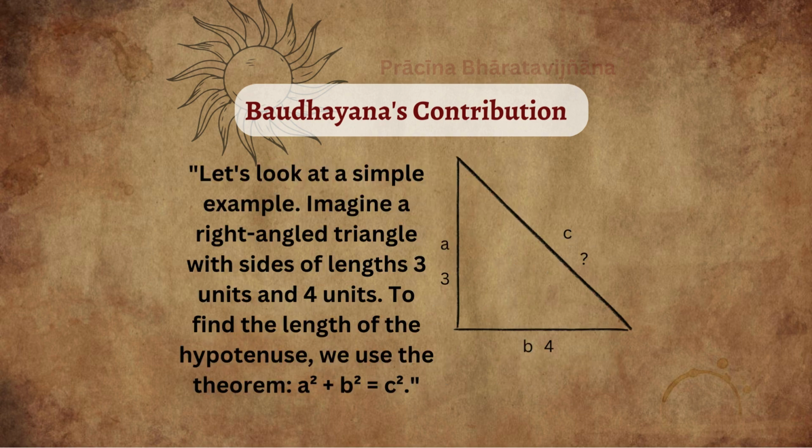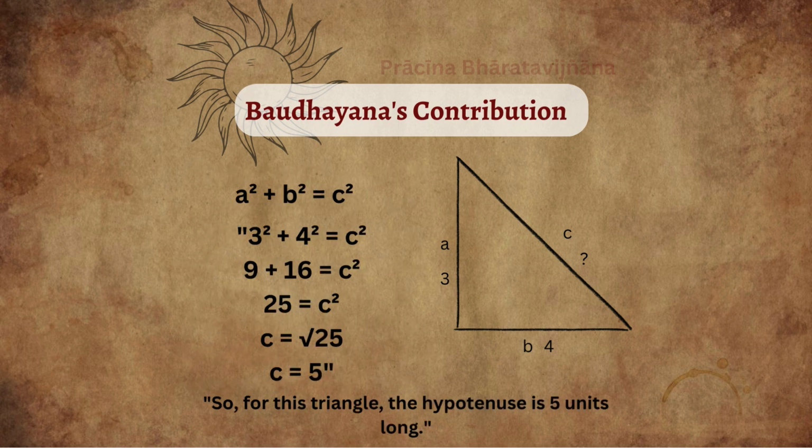Let's look at a simple example. Imagine a right-angled triangle with sides of lengths 3 units and 4 units. To find the length of the hypotenuse, we use the theorem, a squared plus b squared equals c squared. With the help of the formula, a squared plus b squared equals c squared, which is derived from the Sulba Sutras of Bharathiya, we can find the length of c.